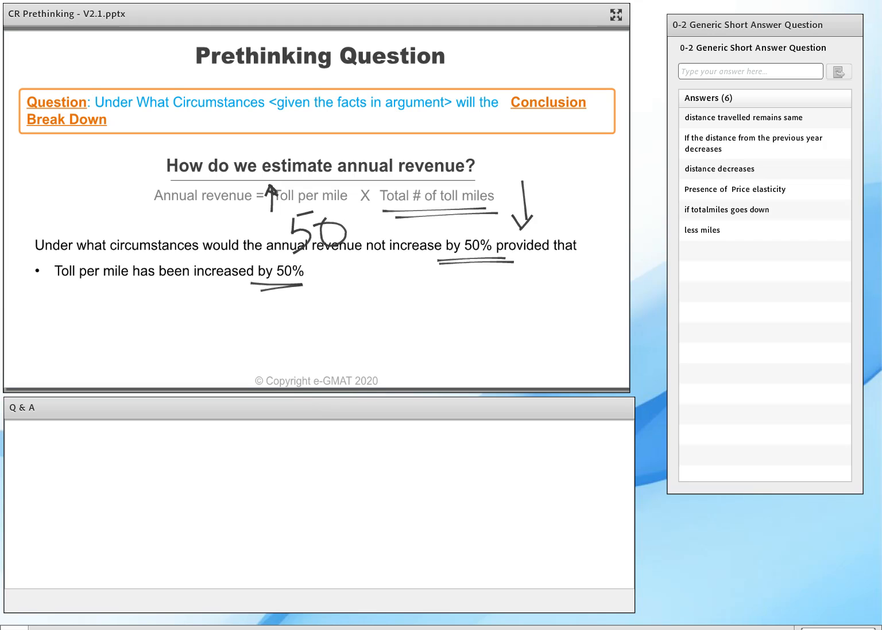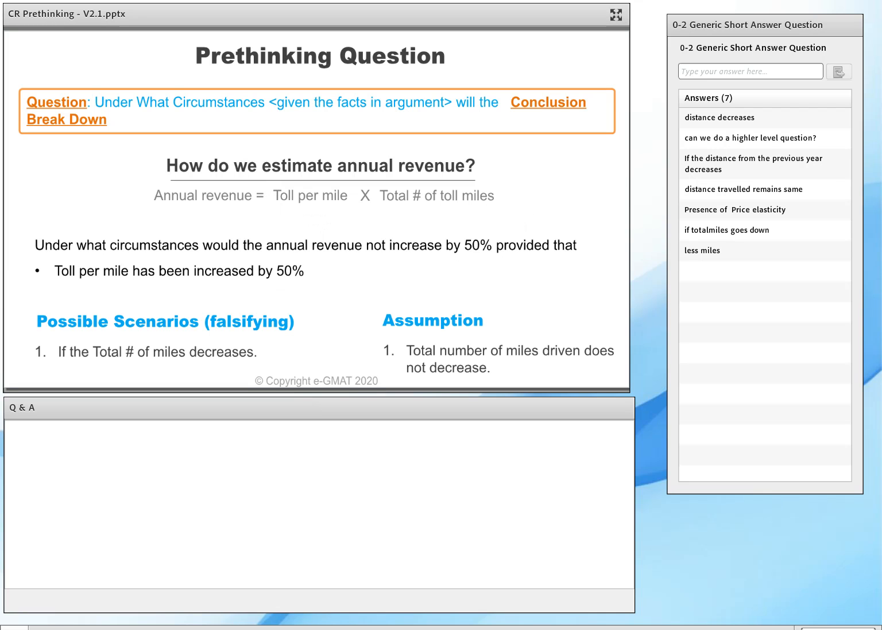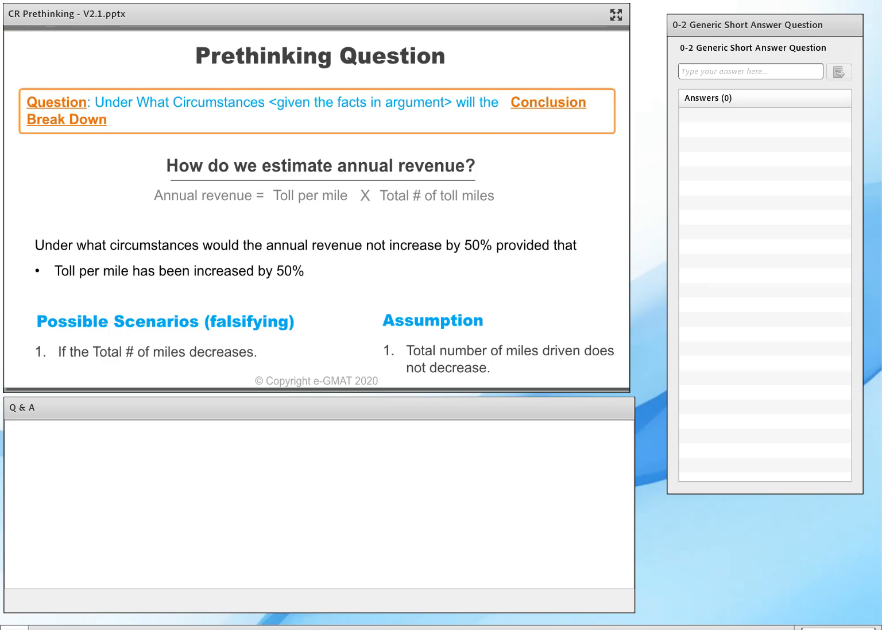Don't bring in price elasticity, please. I know you're an economist, but keep things simple, in simple words. Okay. So the only possible scenario where the conclusion breaks down is if the total number of miles decreases. The assumption is that the total number of miles traveled does not decrease. If this is the case, which answer choice do you think is correct? E, yes. Not B, E.